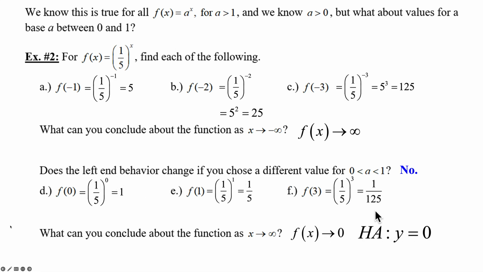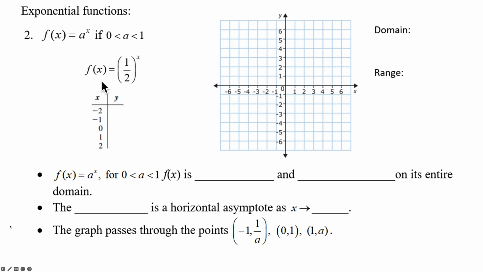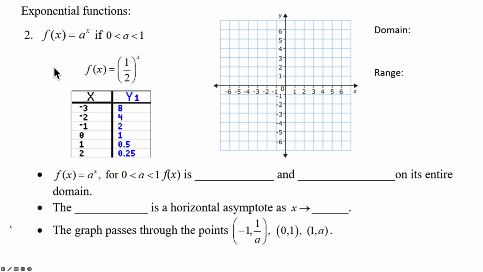So thinking about this graph, let's go build an example of this. It appears that your left and right hand behaviors switch. So f of x equals 1/2 to the x power. Okay, to my calculator I go. Put in 1/2, raised to the x power. Here's my numbers, negative 3, 8. Or I guess I should put in my horizontal asymptote first. I apologize. Yep, 2 and 1/4, 1/2, 0, 1, negative 1, 2, negative 2, 4, negative 3, 8.